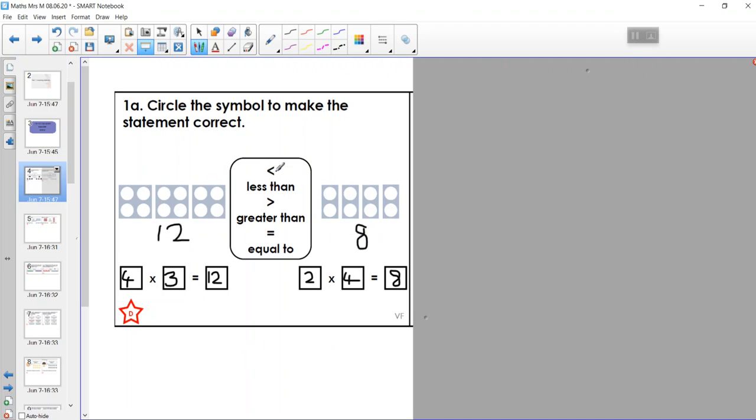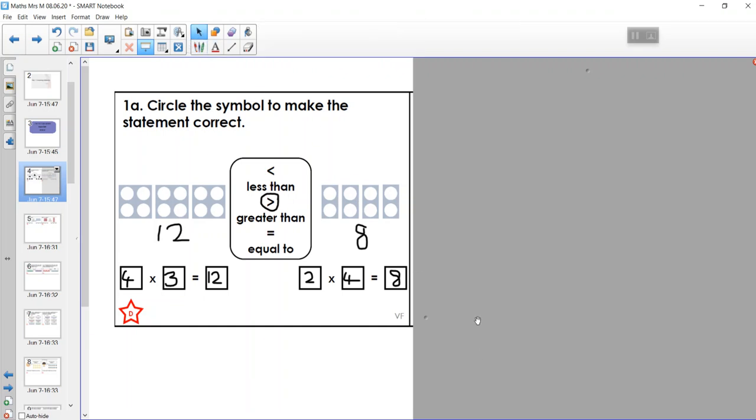12, is it less than 8? Is 12 greater than 8? Or is 12 equal to 8? And you're right, it's this one here, isn't it? It's greater than 8. So 4 3 times is greater than 2 4 times.